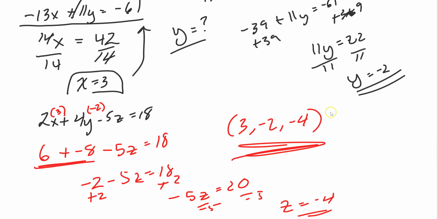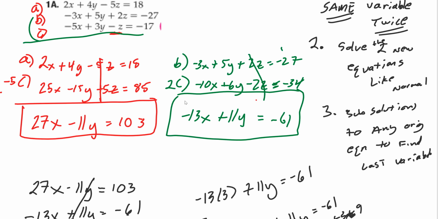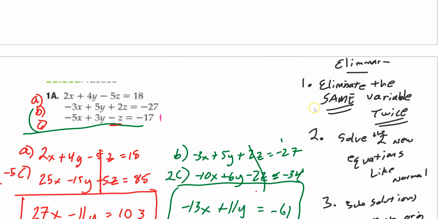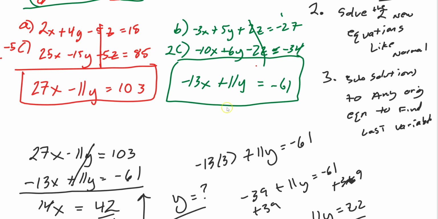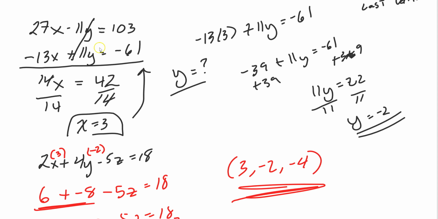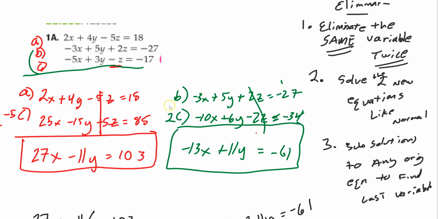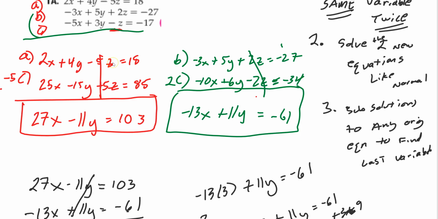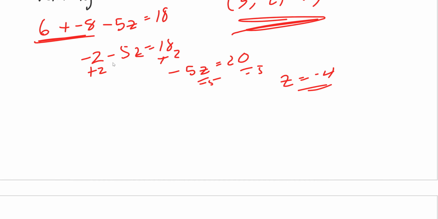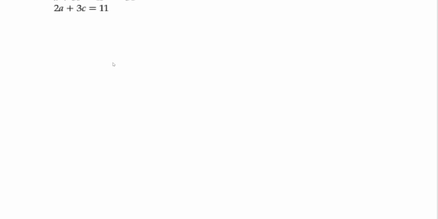So that's how you solve one of these. Let's do a couple more to make sure we got this. But it's always the same idea. Eliminate the same variable twice. Once you do that, you just solve your two new equations like you normally would. Once you solve those two, you go back, plug in your two solutions to any one of the original ones to find the missing one. That's the general idea. So let's do this next one.